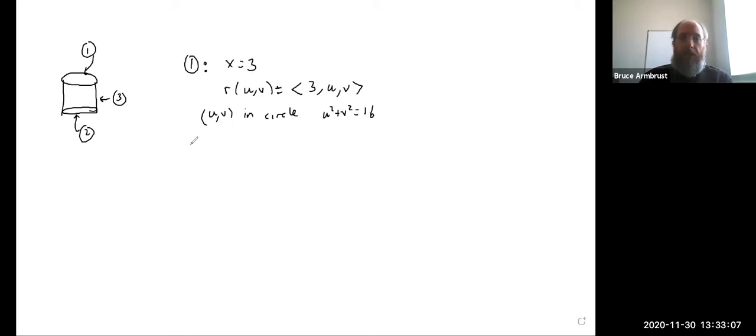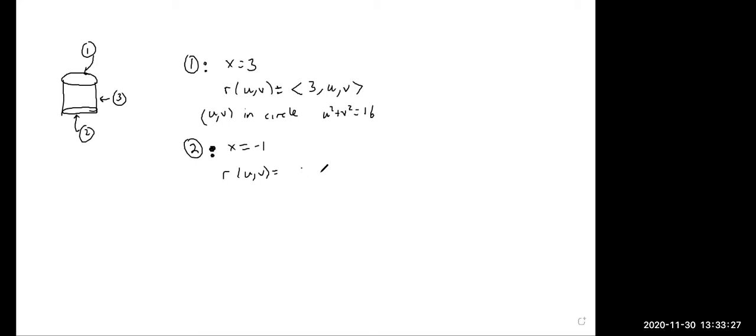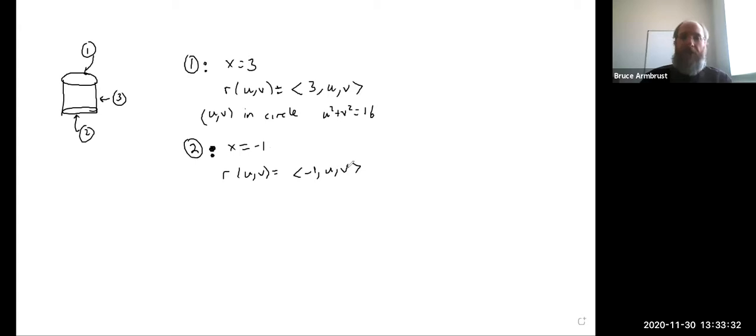The parameterization for the bottom is just about as easy. In fact, it literally is as easy. What's this one going to look like? Wouldn't it be the exact same except -1? Yep. Now the x's are -1, but the y's and z's are still u and v, and they're still in that circle. So those are pretty fast and pretty easy.